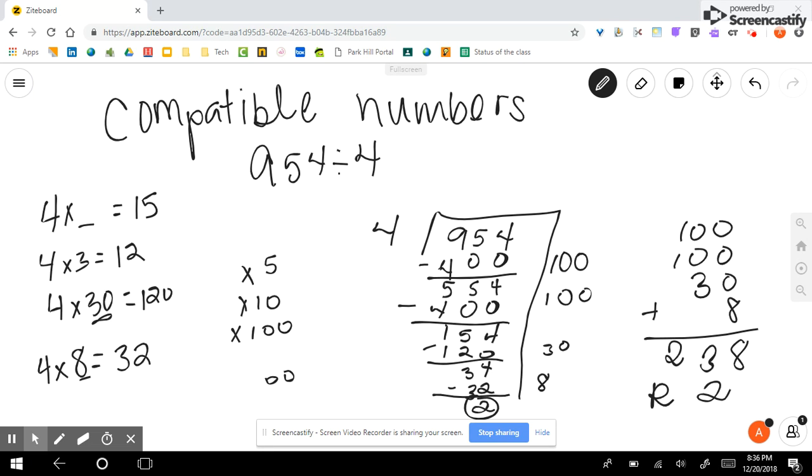So compatible numbers is great for kids when they don't know all their multiplication facts. And I didn't just use times 5, times 10, times 100, but you could. You'd do more subtracting, but they are sometimes more comfortable with subtracting than multiplying larger numbers. And again, we still got the same answer.